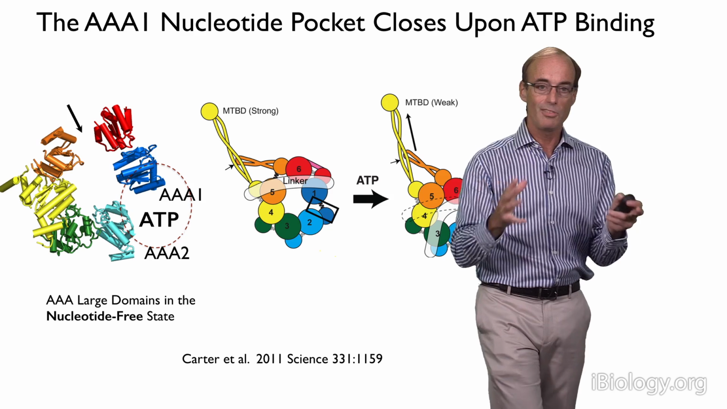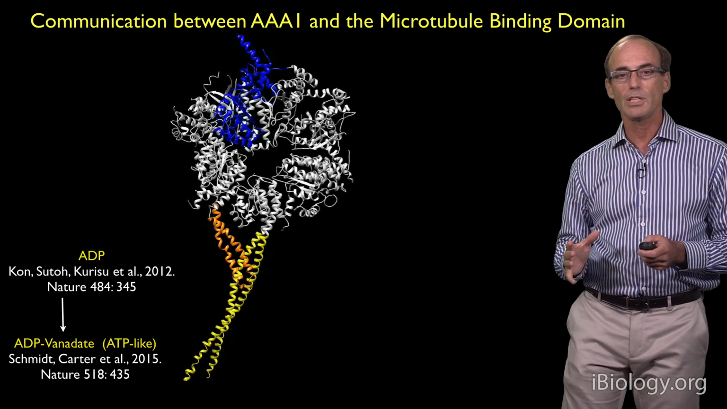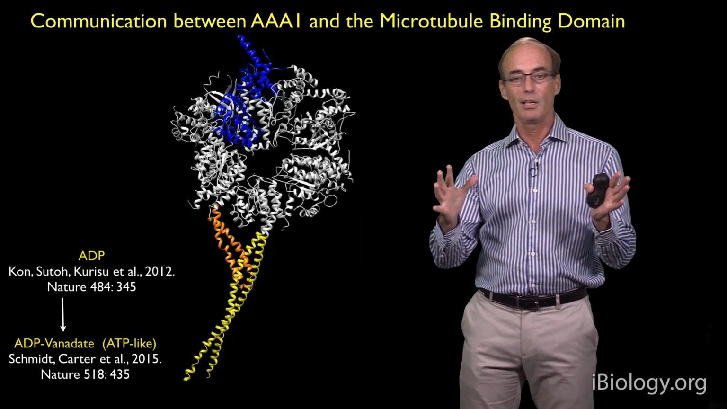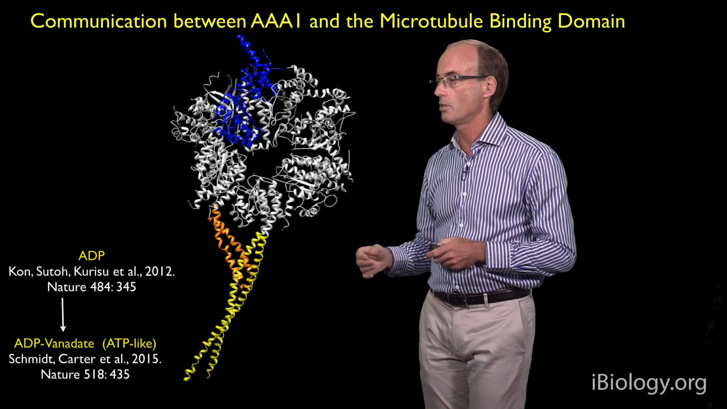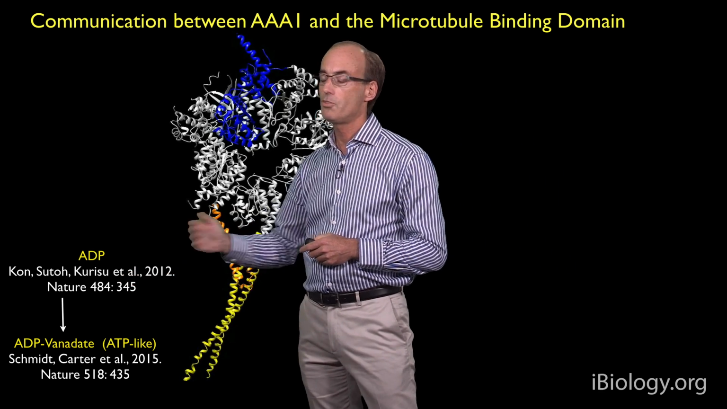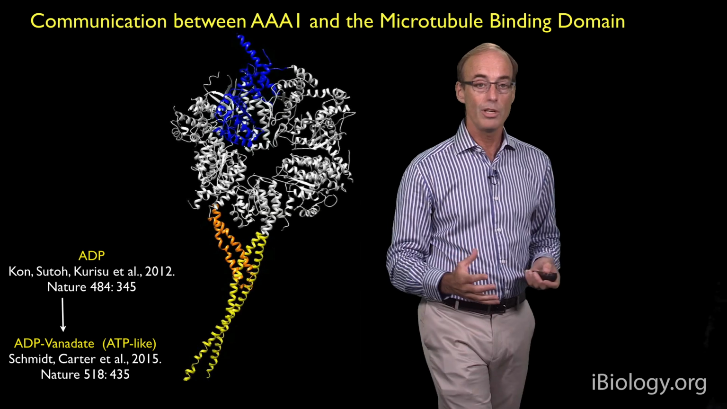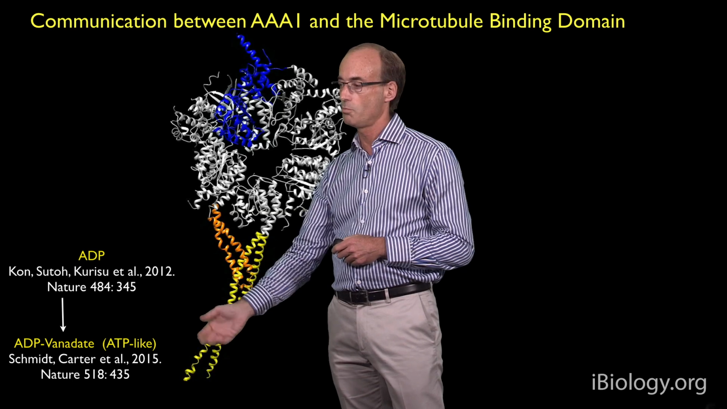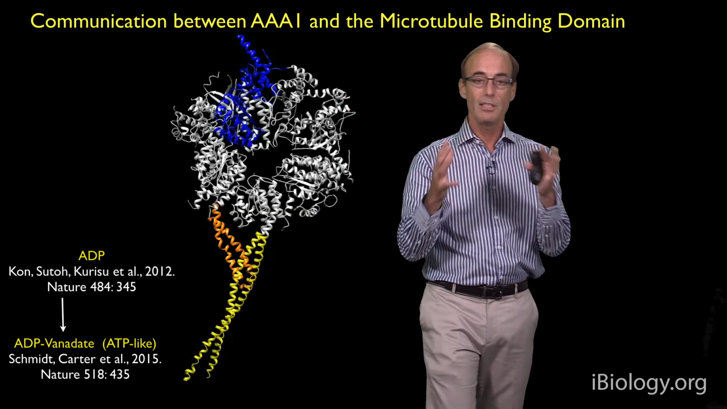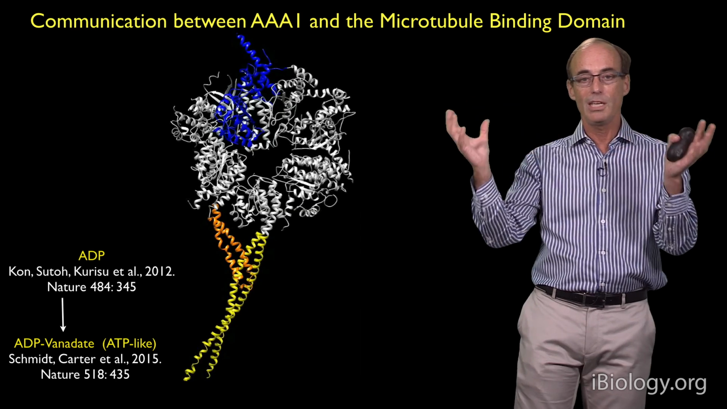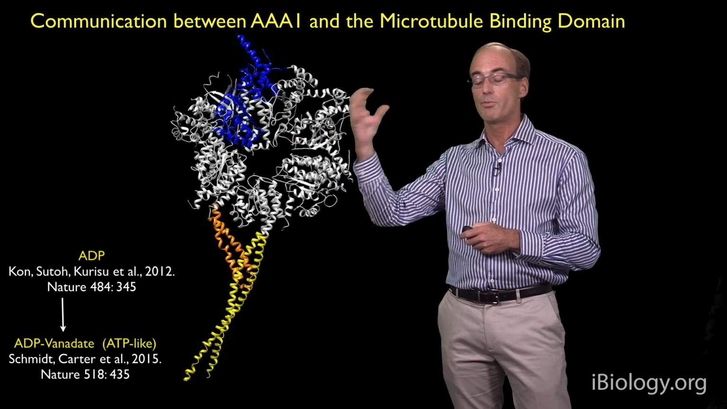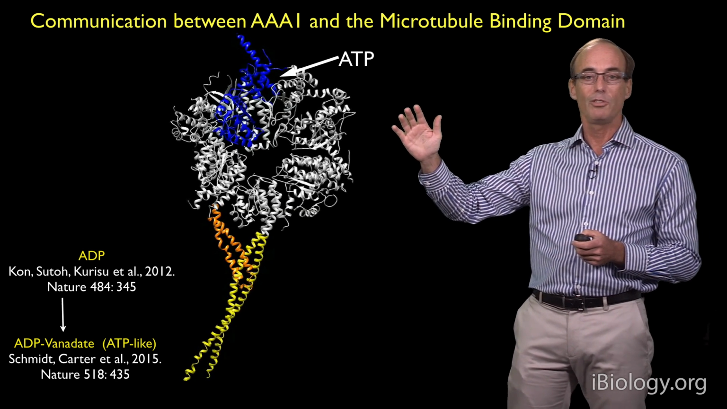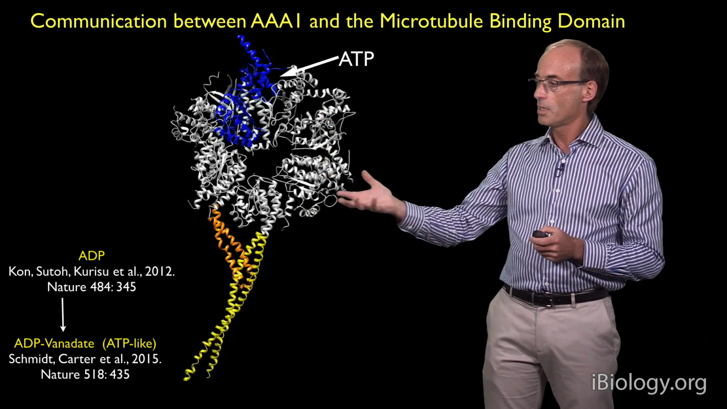So I'll show you that these general ideas appear to be true. And what you're seeing here is a morph. So we're going to slowly go from one crystal structure, which is the ADP structure from the Conformational lab, to another crystal structure, which is ADP vanadate, which is more like an ATP state. So this is the conformational change that presumably happens when ADP is exchanged for ATP in AAA1. So when ATP binds to AAA1, you'll see a conformational change.